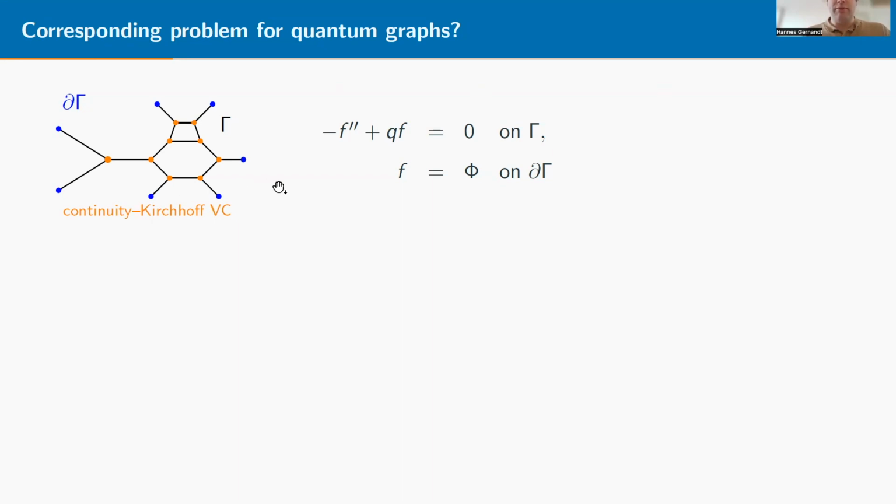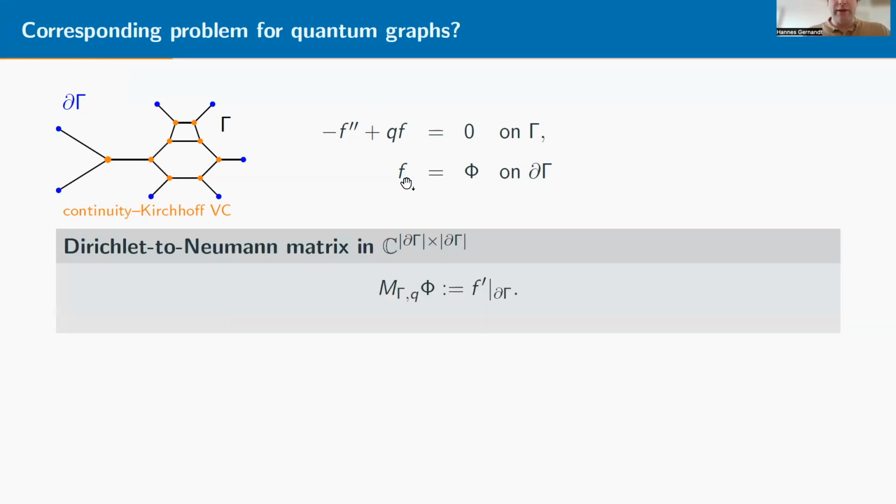And here we can formulate the same problem. On the domain, we have this equation, and on the boundary, we have some Dirichlet data given. Then again, we can think of a Dirichlet to Neumann matrix, which maps the Dirichlet boundary data to the derivative on the boundary vertices.